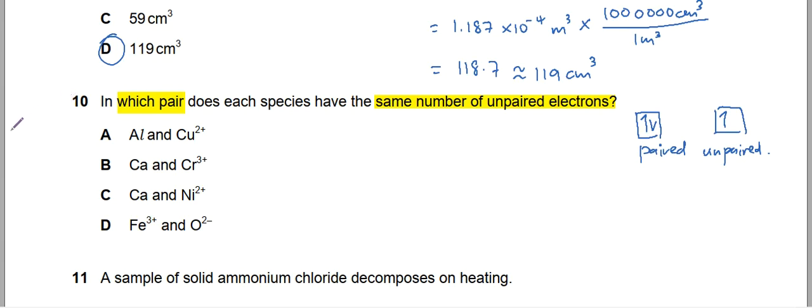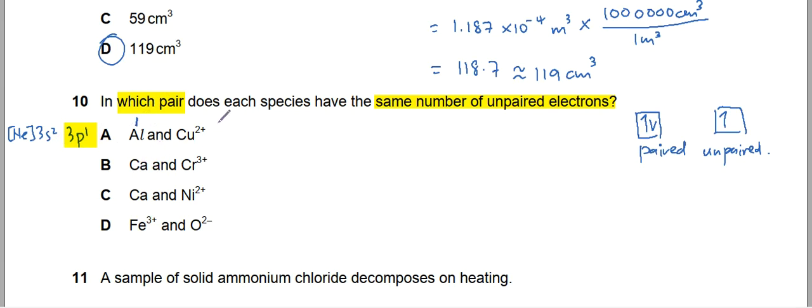So for aluminium, it is neon with 3s2 and 3p1. So we can see there is one unpaired electron here, so it's 1 for aluminium.